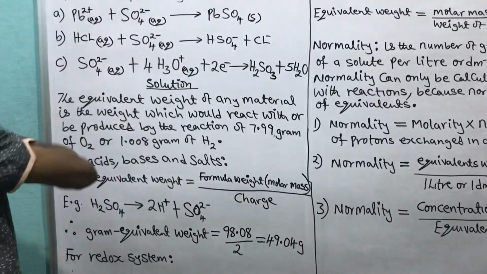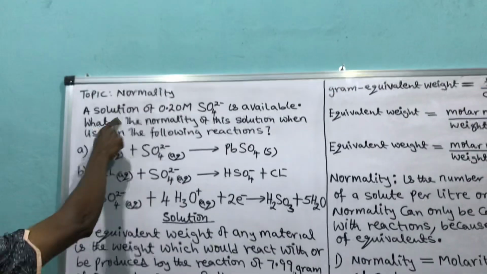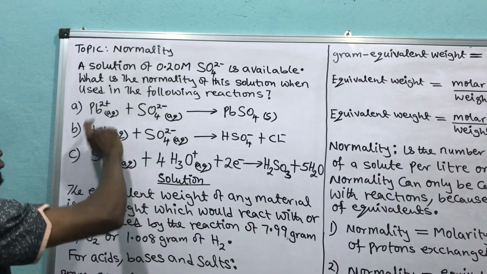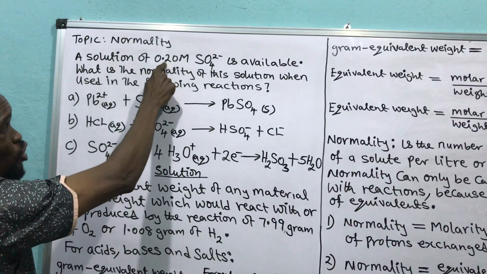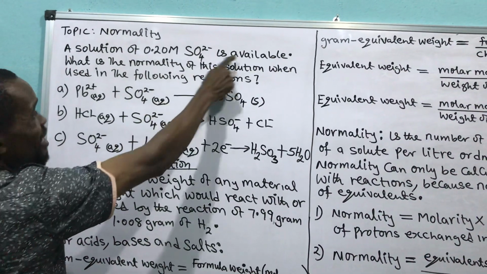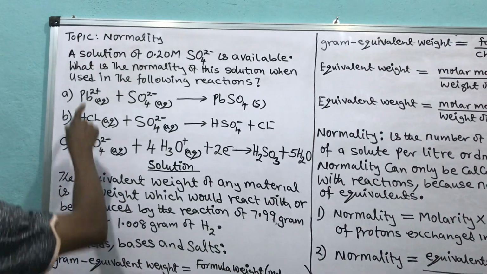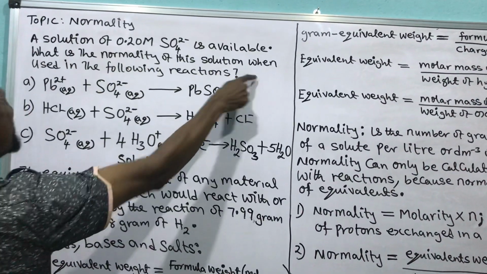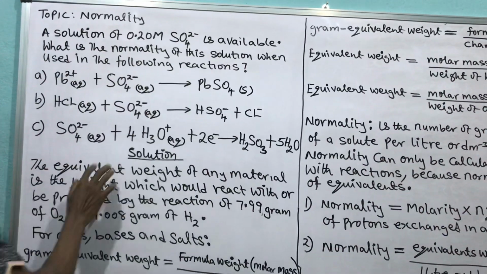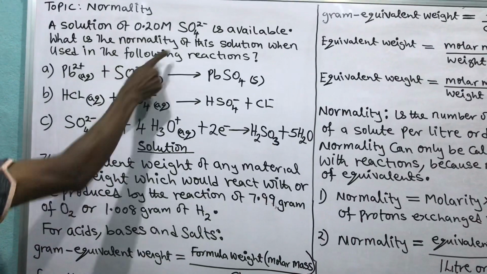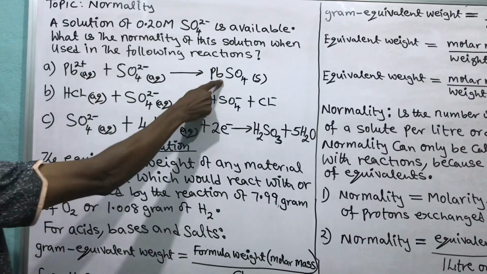Look at the question they give us. They say a solution of this, look at the molarity of that solution. What is this? Molarity, which is 0.20 molar of this solution that is available. That is molarity. And they say, what is the normality of this solution when used in the following reaction? Look at this one. Then look at this one. This one now reacts with this to produce this.